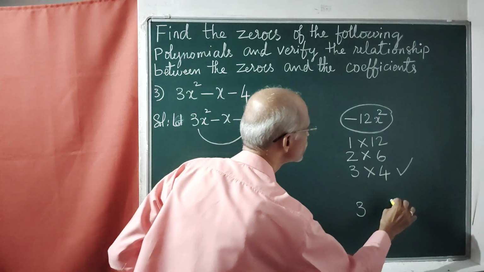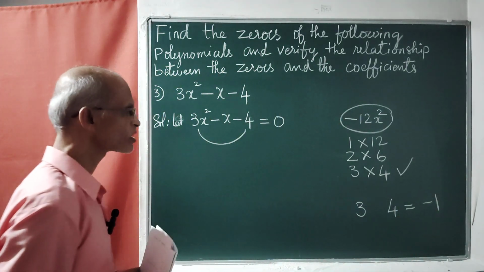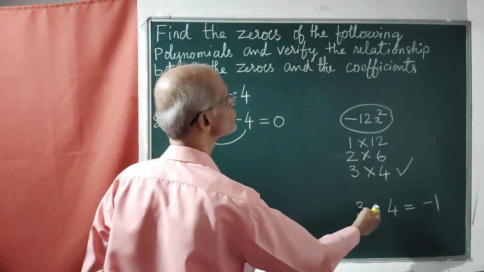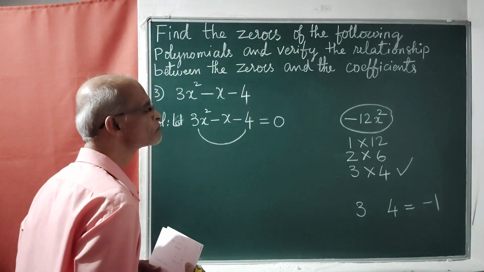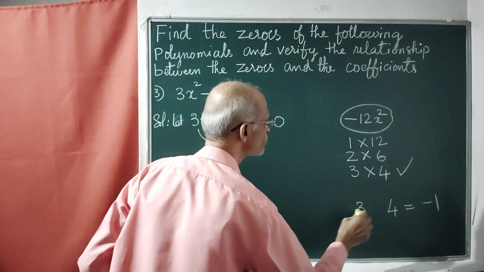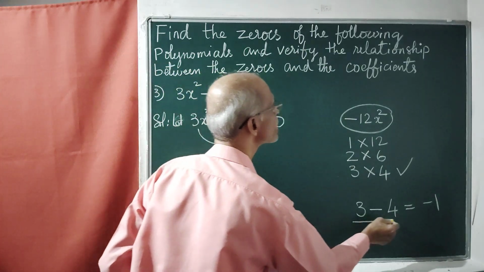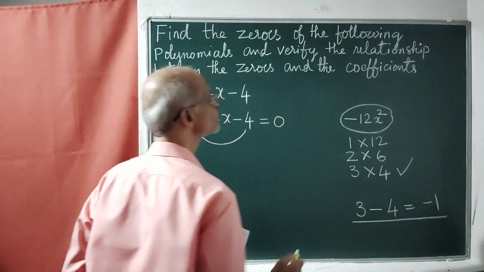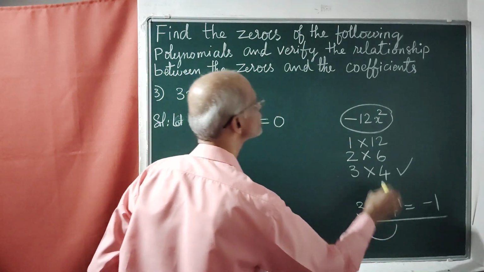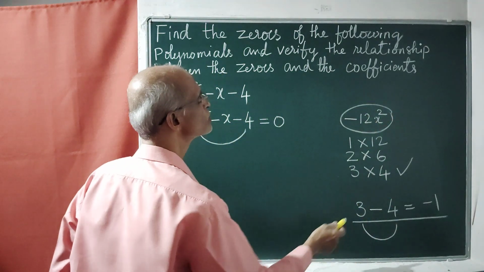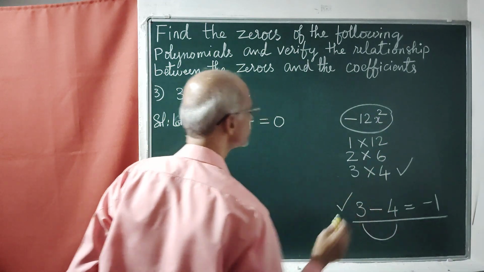So 3, 4, I want minus 1. What signs do I have to give for these numbers so that after solving I will get minus 1? I will give plus for 3 and minus for 4. I will get minus 1. Now I have to cross check. When I multiply these two, I should get this. 3 into minus 4 is minus 12. It is okay.